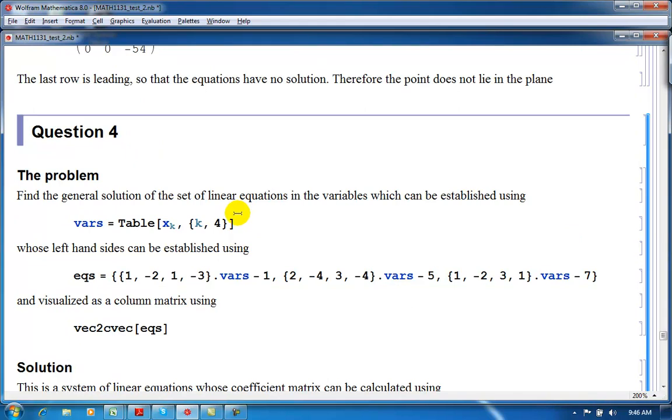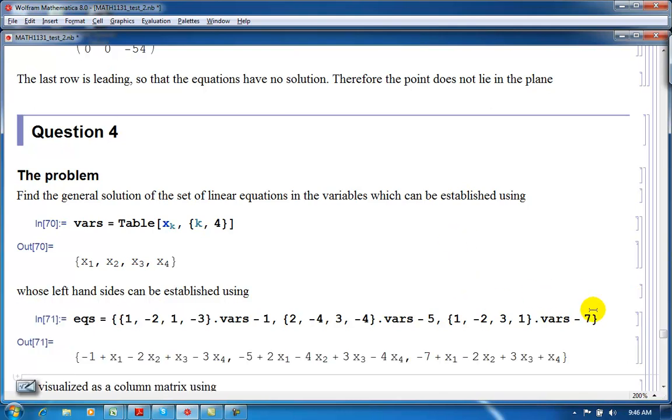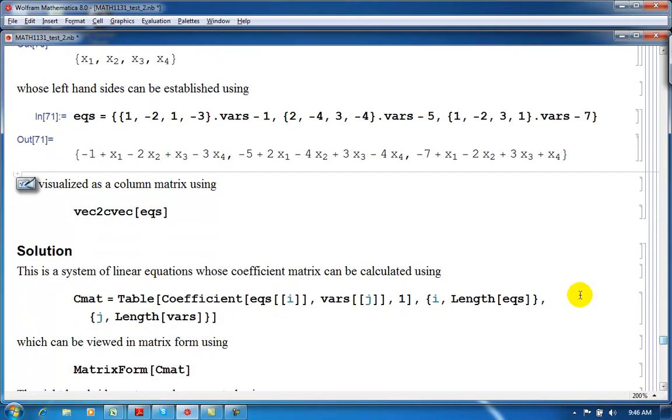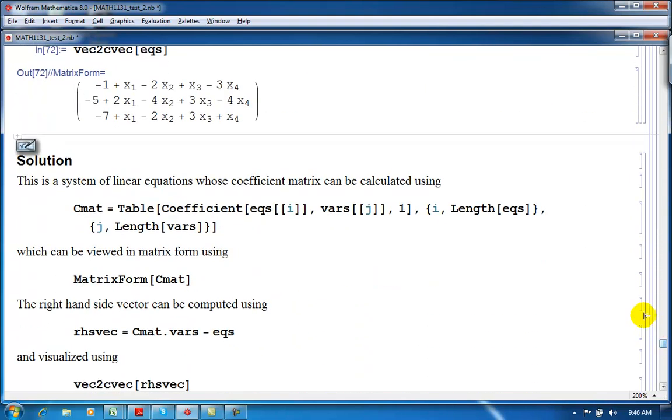So we now want to set up a set of linear equations for some variables which we can generate using that. So they're x1 up to x4, and we want to write down a set of linear equations that they satisfy, and we can view those as a column matrix. So all of these have to be 0. So we've got 3 equations in 4 unknowns, so we won't have a unique solution.